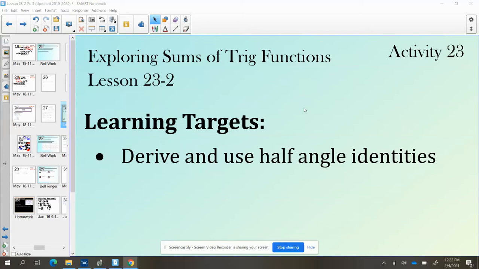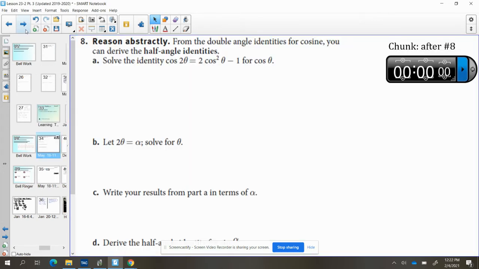Hello everyone, and welcome to the next part of lesson 23.2. This is going to be part 4 in dealing with deriving and using our half-angle identities. The half-angle identities can actually be derived from the double-angle identities that we've been working with for the past few days.